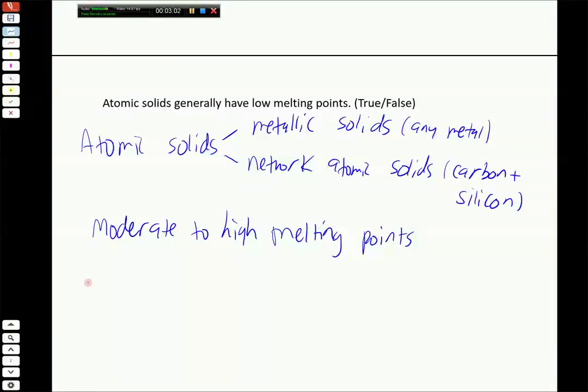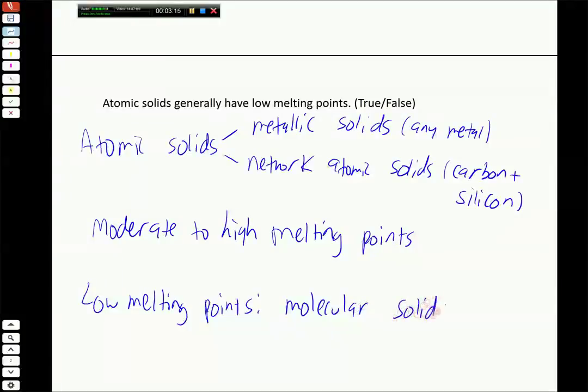If you're talking about something that would have low melting points, typically the only category of solids that have low melting points are the molecular solids. So we know that a lot of covalent molecular compounds exist as liquids at room temperature or even gases. So molecular solids tend to have low melting points because in this case you only have relatively weak intermolecular forces, either dipole-dipole forces, or in many cases, just London dispersion forces holding them together. But atomic solids, which include metallic and network solids, both have relatively strong forces, relatively high melting points.